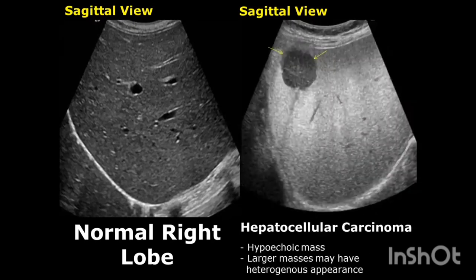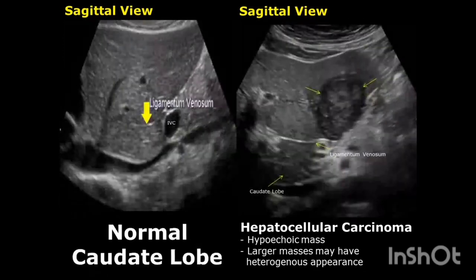A hepatocellular carcinoma is a malignant lesion of the liver. It has a hypoechoic appearance, and larger masses may have a heterogeneous appearance, but we need to perform a CT scan to have proper diagnosis. This mass is larger than the previous one, and it has somewhat of a heterogeneous appearance.